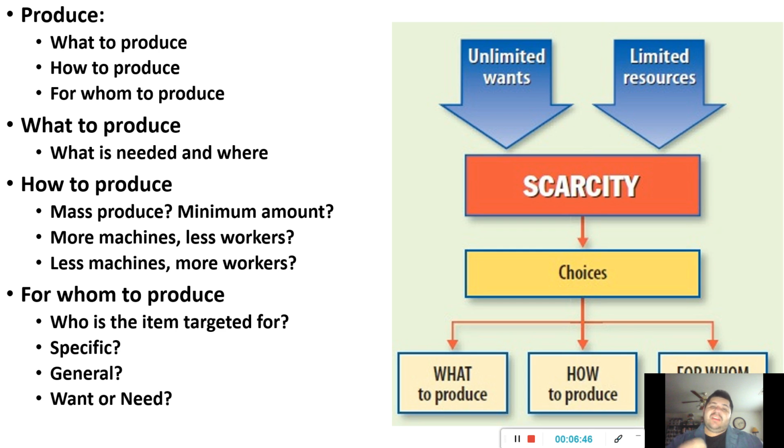So producers have to think of 3 things. 1, what to produce. 2, how to make it. And 3, who are they targeting? Okay? So the first thing is what to do. They have to basically say, okay, what do I want to make? Is it going to be needed, and where is it really needed?